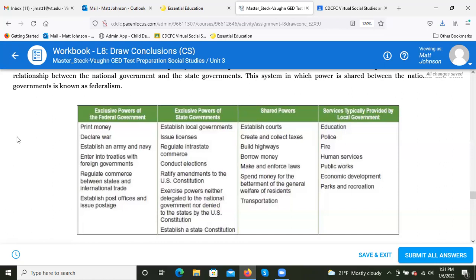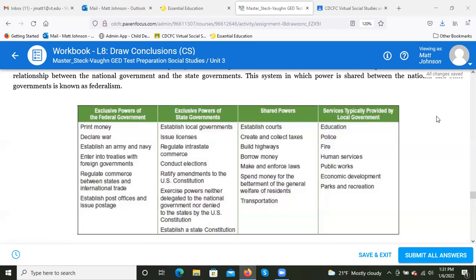And then of course, transportation. So whether that's some form of mass transit, maybe train systems or subway systems and things like that, or you can have that at the federal level too. And then local governments. Right, so your municipalities, your city governments, and things like that.